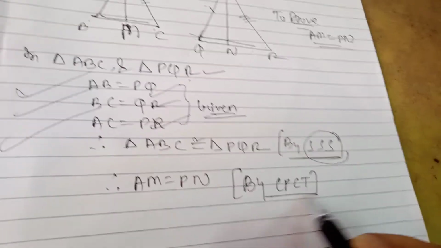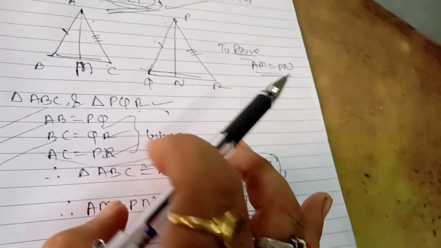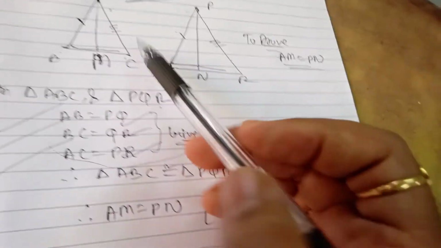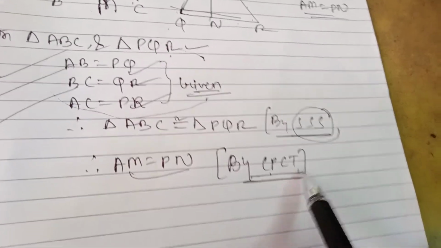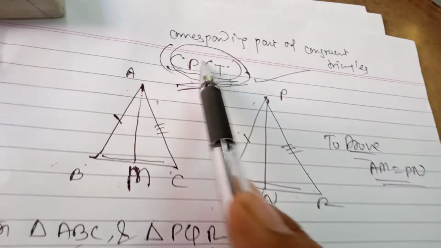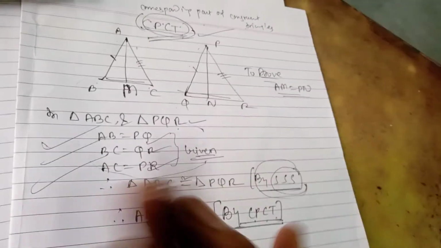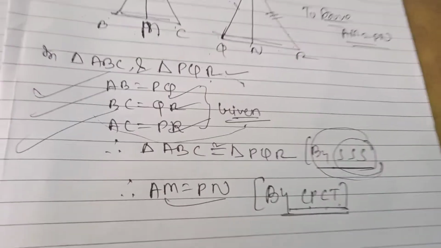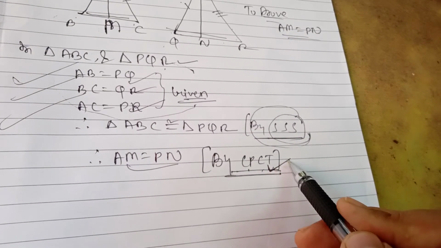Understand the meaning of CPCT? That is, after proving the given two triangles congruent with some necessary conditions, the remaining parts of the triangles can be proved equal using what? By CPCT. CPCT means corresponding parts of congruent triangles. I know that I have not explained what is meant by side or other criteria, but it's my duty just to tell you about the term CPCT.